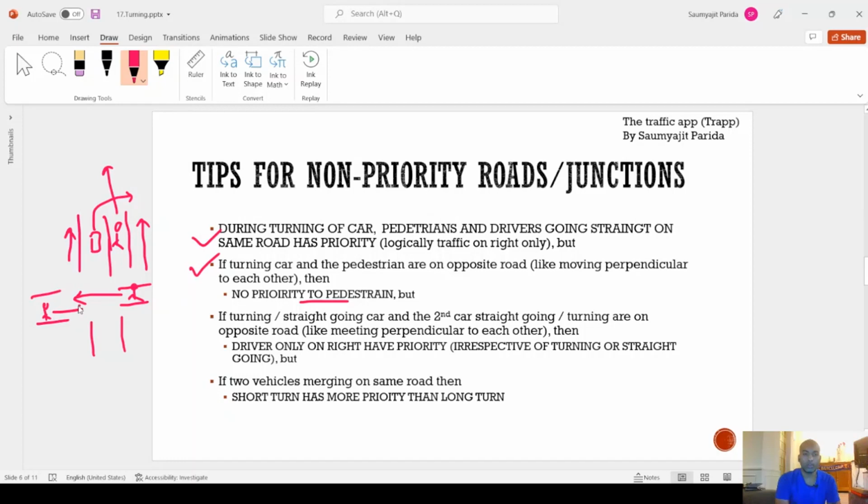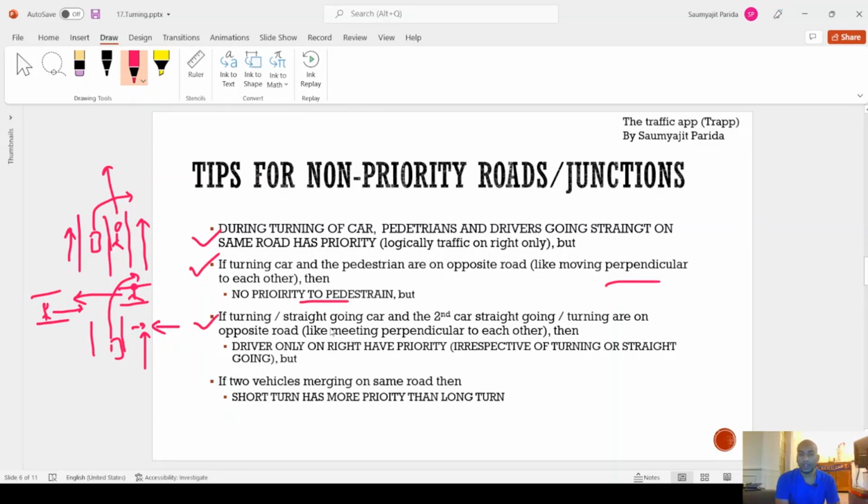or the person is moving from right to left, and if a car wants to take a turn, then in this case I am mentioning that they are perpendicular. And what do I mean by perpendicular? Because the car is going in this direction and the pedestrian is coming from this direction or this direction, so both are perpendicular to each other, then the car has the priority and the pedestrian has to stop, so no priority to the pedestrian.